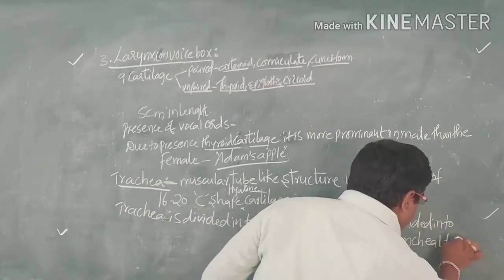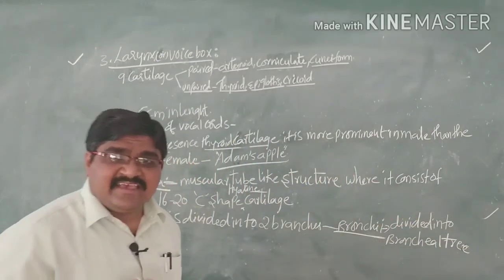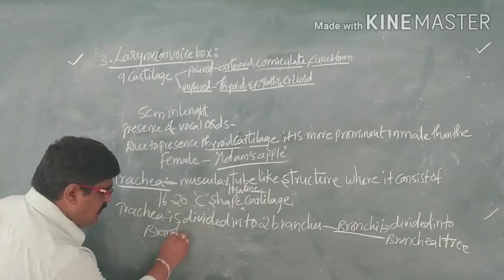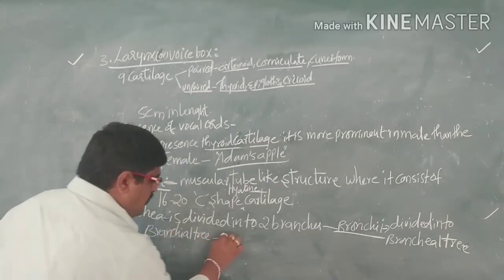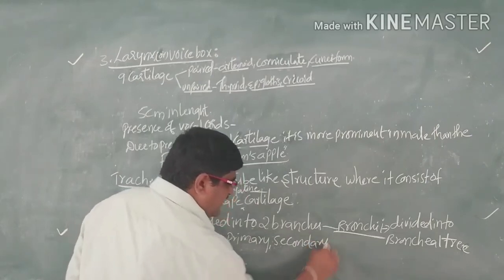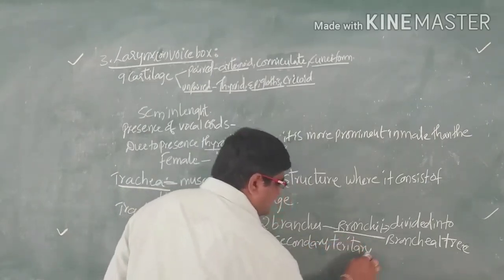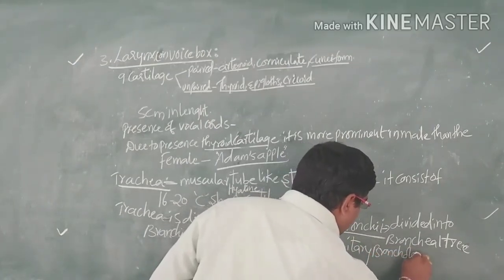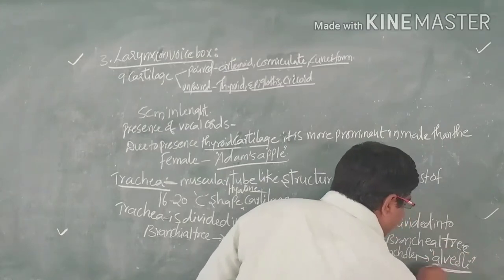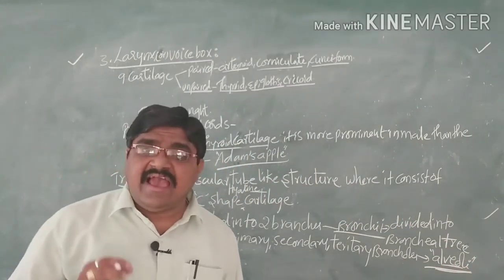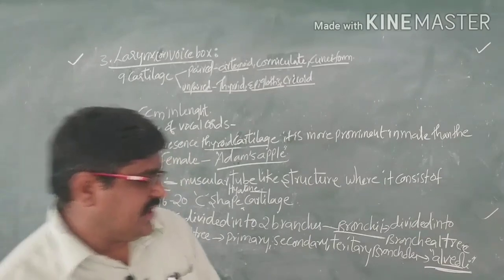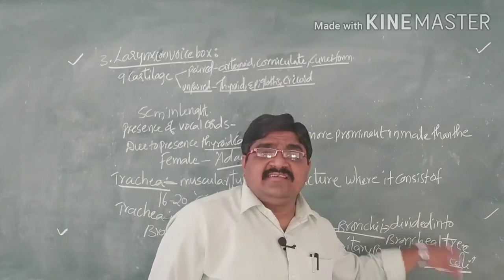The bronchial tree is divided into primary, secondary and tertiary bronchioles, where the tertiary bronchi have structures called alveoli or air sacs. That means the tertiary bronchi have balloon-shaped or grape-like structures, which we call alveoli, and these alveoli are helpful for the exchange of gases.